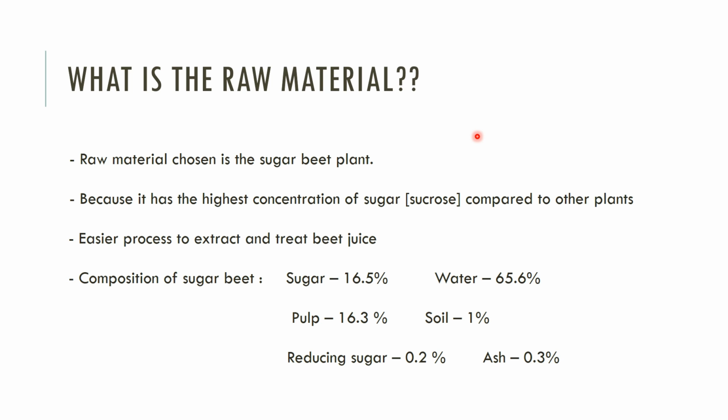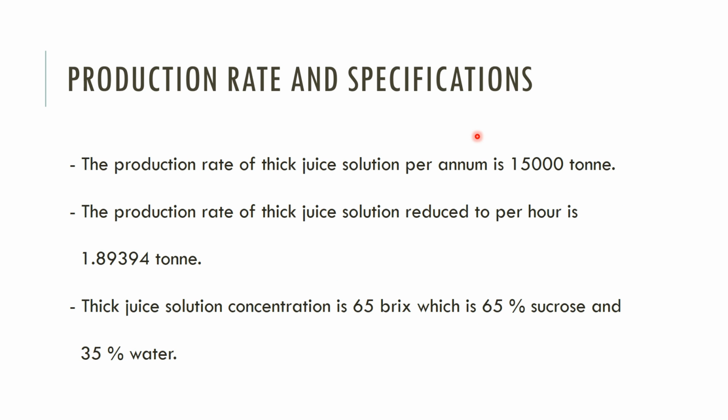This is because it has the highest concentration of sugar sucrose compared to other plants, which is around 16 to 17%. It is easier to extract and treat beet sugar. The composition of sugar beet is around 65.6% of water, 16.5% of sugar, and the remaining 17.9% of pulp, salt, and reduced sugar with ash.